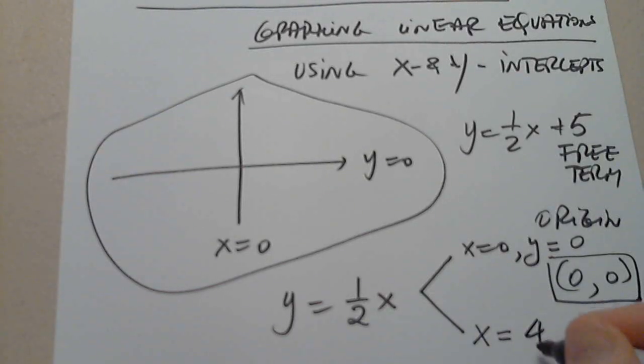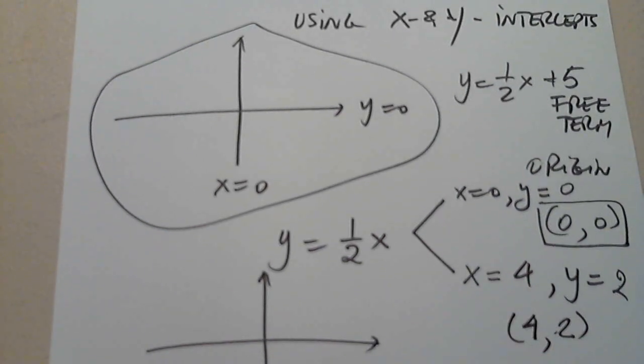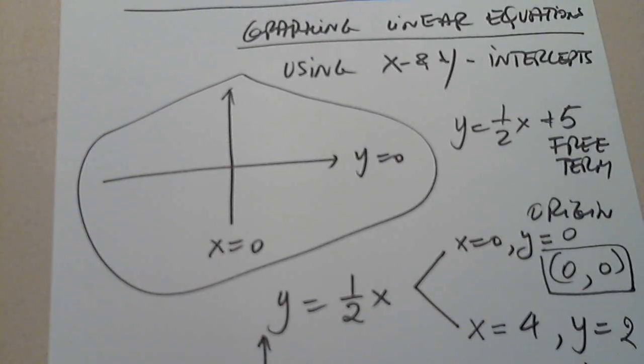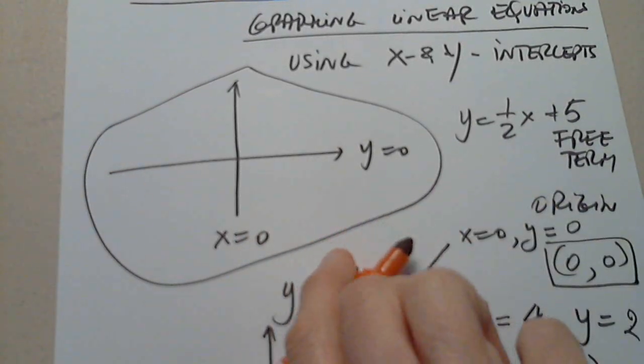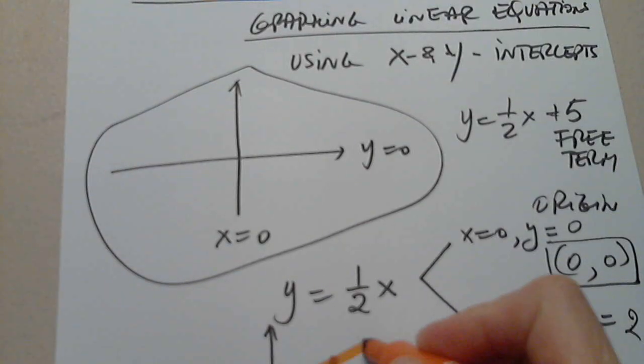x is always first, y is always second. So when I want to graph this line, now I'm ready to graph, I only need 2 points. I plot the points I have. One of them is the origin. Nice. The other one is a vertical line at 4 and a horizontal line at 2. 1, 2, 3, 4, 1, 2. Connect the 2 points now.